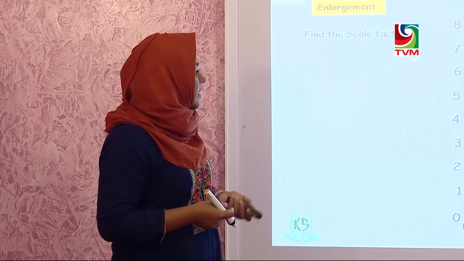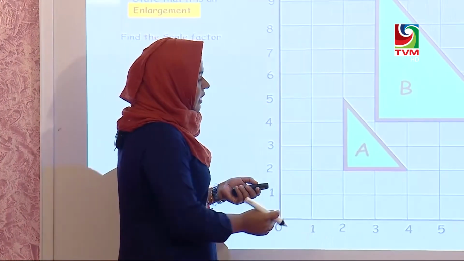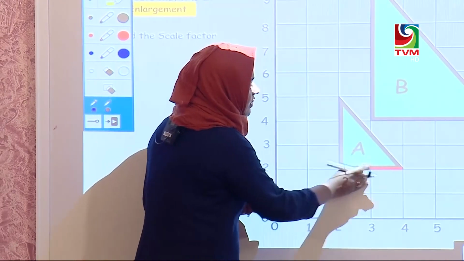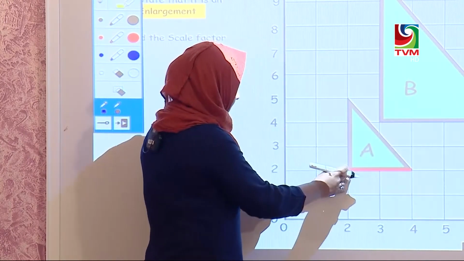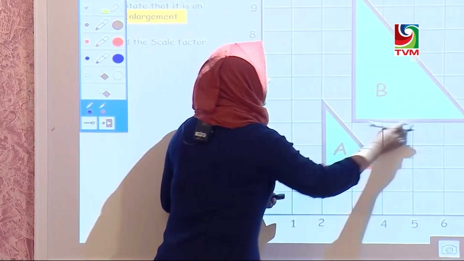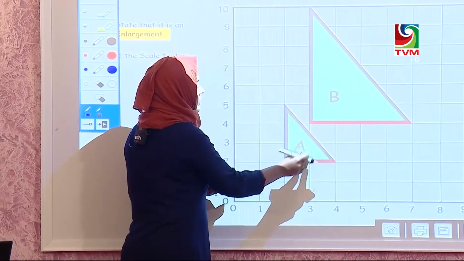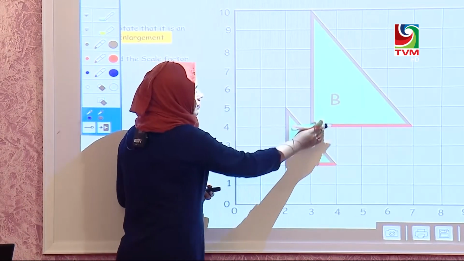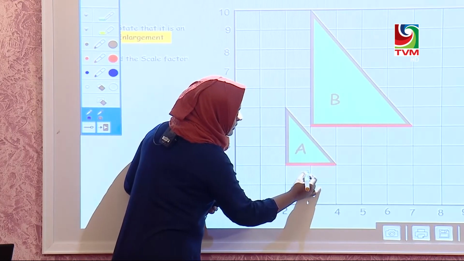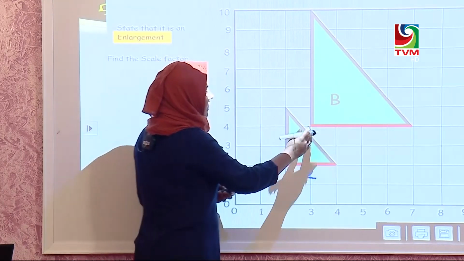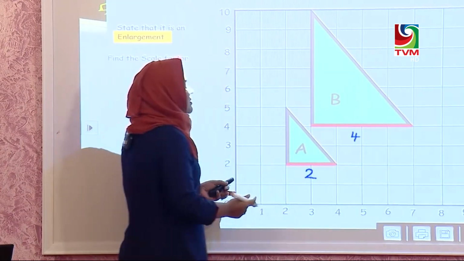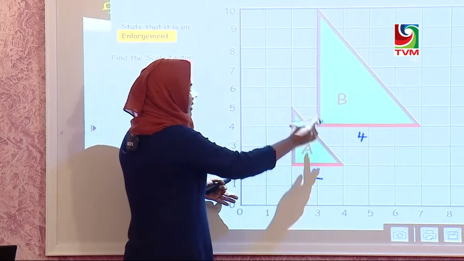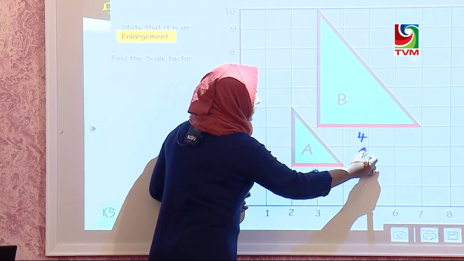To get the scale factor, identify two corresponding sides. Two corresponding sides means if we take this side of the triangle, you have to take the same side on the image. Now if this is the side we are taking, the same side on the image is here. So we say these are corresponding sides. Now check the length of these two corresponding sides. We check the length here, we have 2 squares. Now on the image, the same side has 4 squares. Now check how many times this side has been enlarged. That will give you the scale factor.